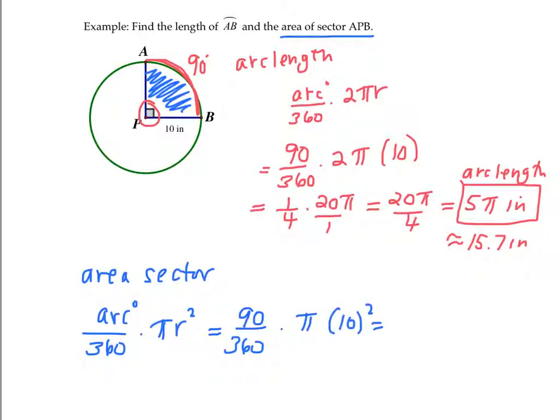90 over 360 simplifies to 1/4. We know that from doing arc length. 10 squared gives us 100 times pi. Okay, put it over 1. Multiply those fractions together, you get 100 pi over 4. And divide, we get 25 pi. Now, that would be in its exact form. We need some units on there. So 25 pi square inches.